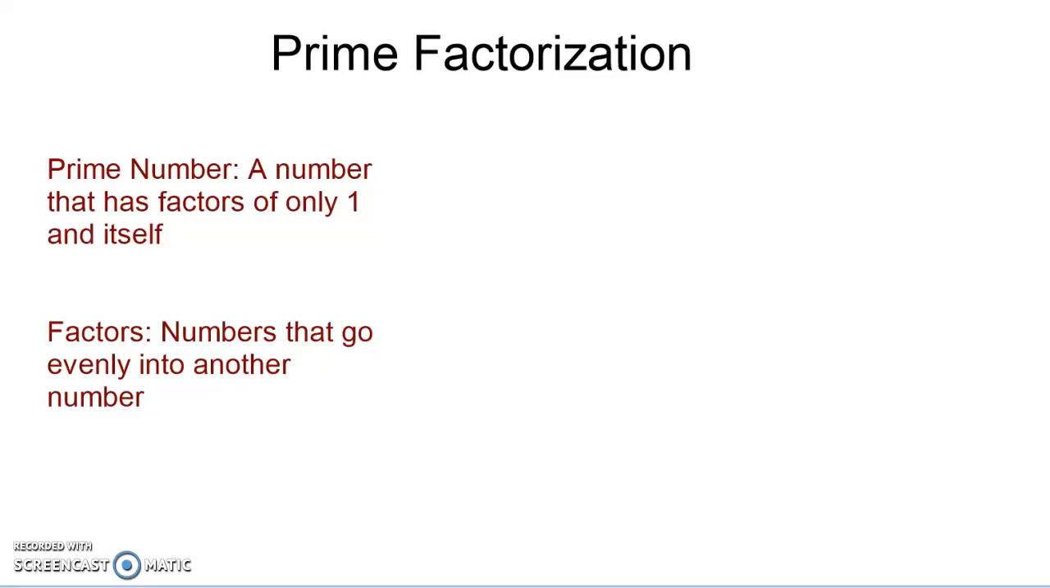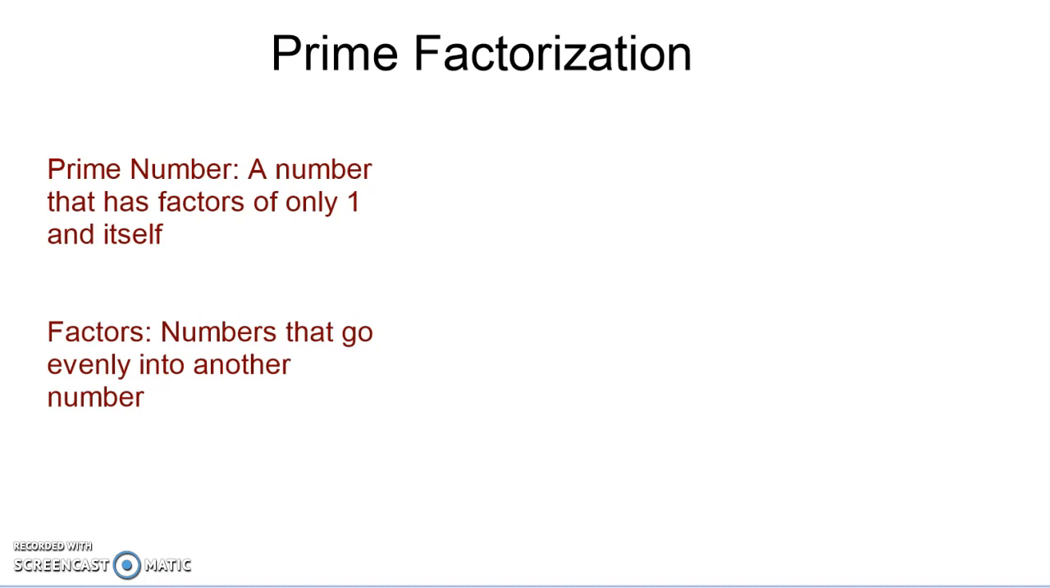All right, so this is finding the prime factorization. Before we go into finding prime factorization, first you need to know that a prime number is a number that has factors of only 1 and itself, and factors are numbers that go evenly into another number.